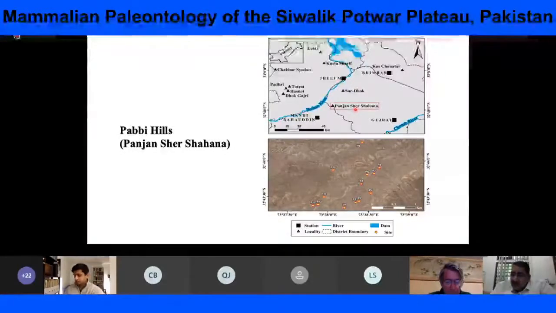This area is located 5 kilometers east of the Changis locality visited by Wine in 1875, 6 kilometers east of the Rasul locality visited by Pilgrim in 1913, and 15 kilometers southwest of Sardok village. Both these localities are extensions of the famous Pabbi Hills of Kyarya, studied by Wine in 1875, Pilgrim 1913, Keller 1977, Opdyke 1979 and Daniel 2008.